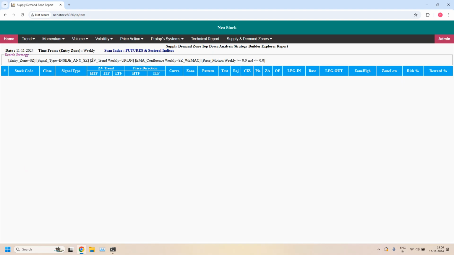Inside weekly supply zone, zone variation trend up or down, EMA Confluence, weekly and pierced weekly. We don't have any stocks.